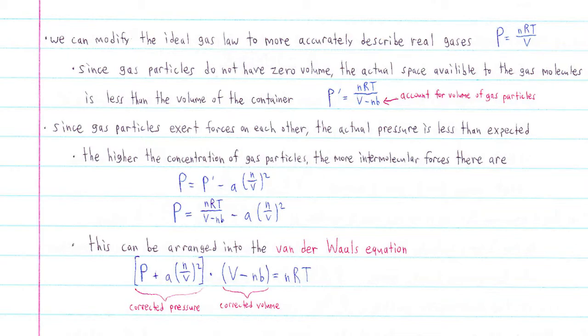And then we can rewrite the ideal gas law again, accounting for this pressure change. And then if we just rearrange this, we can get the van der Waals equation. So notice how it's the same form, PV equals nRT, but the pressure and volume have been corrected to more closely reflect the behavior of real gases.